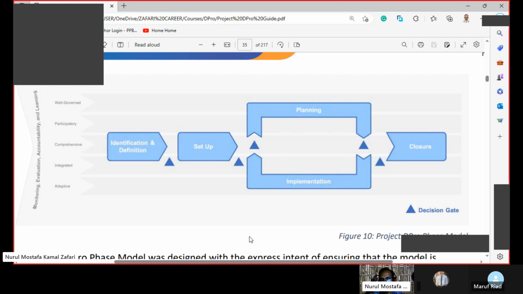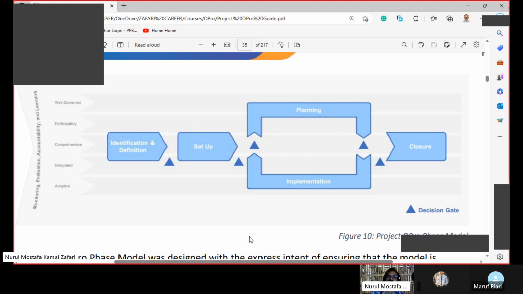So in each phase, number one, we have to decide whether we go forward or not from one phase to another phase. Number two, the changes are requested. We have to put the thumb yes or no for the change requests. And with that decision, we move forward to another phase. So this is the decision gate. We have to understand the decision gate first.